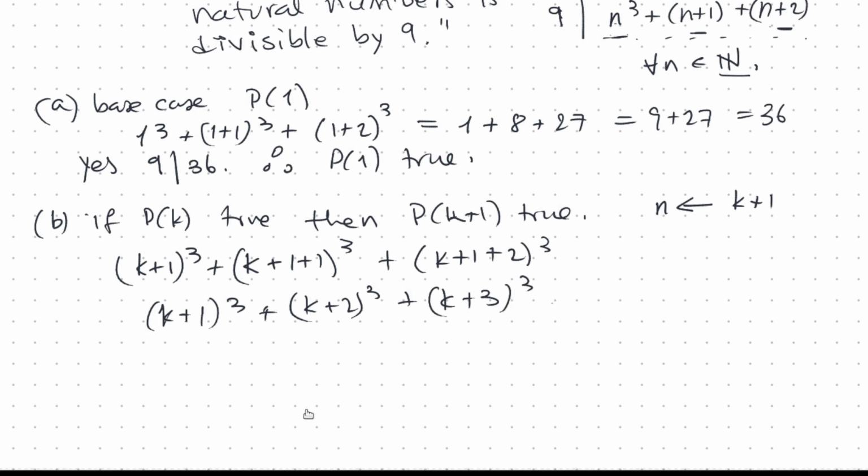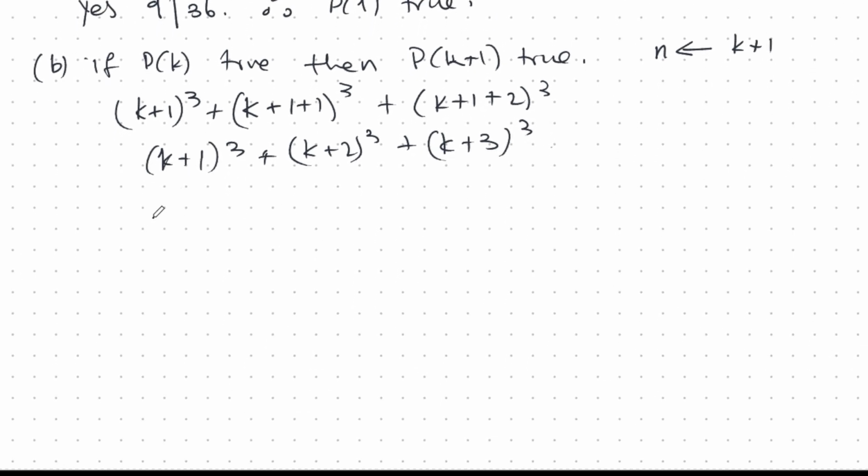So far, good. All right, let's think about this. Suppose I could put a k cubed here, then I could use P(k). I could say that 9 divides this entire thing, because these three are consecutive integers starting at k, and P(k) tells us that 9 divides this. How can I do that?